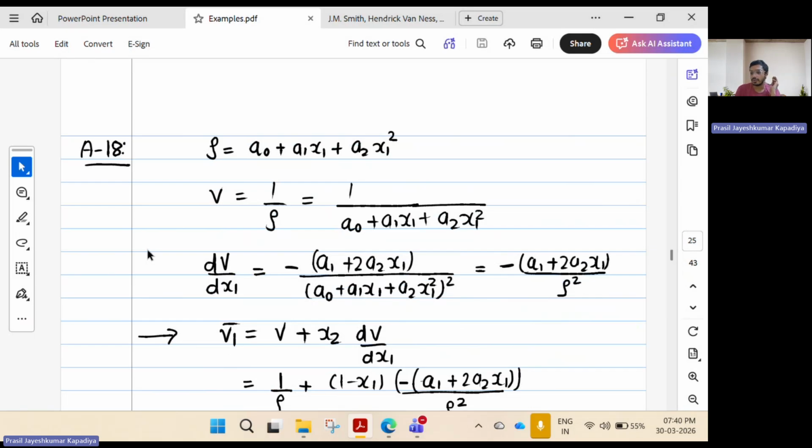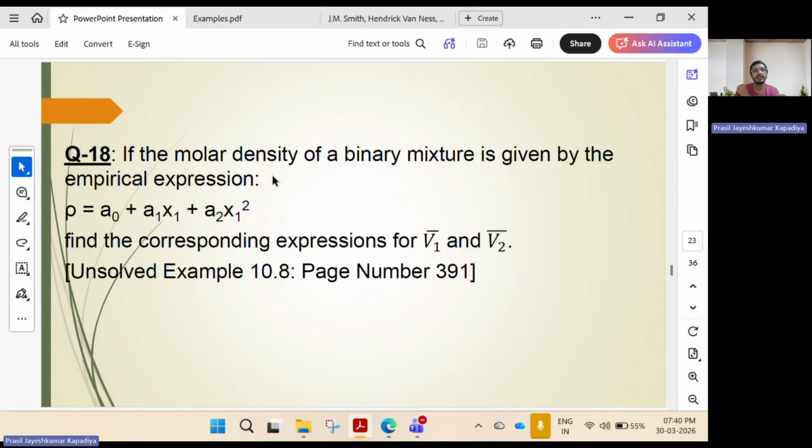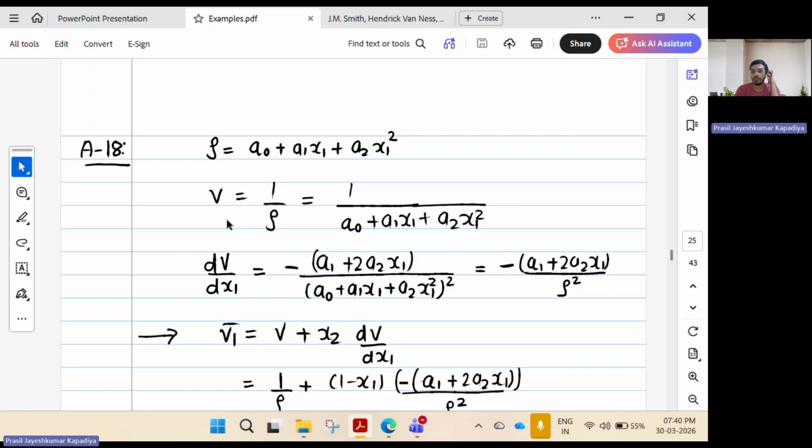Okay, let's try to do it. So the problem statement is, if the molar density of a binary mixture is given by the empirical expression rho is equal to a0 plus a1 x1 plus a2 x1 square, find out V1 bar and V2 bar. So what is rho? What is V? V is the inverse of rho.